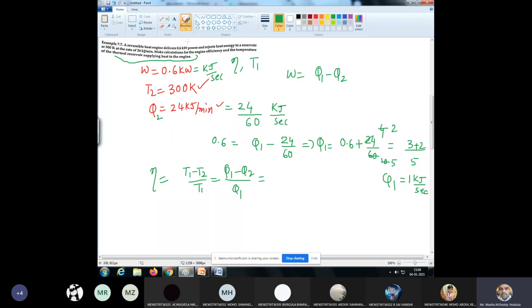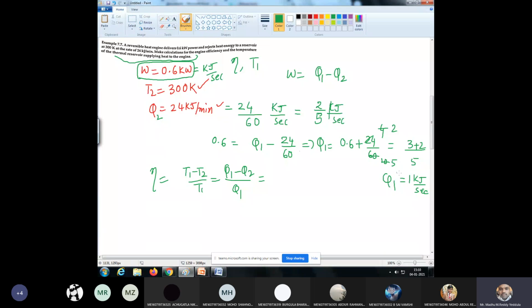Is the given data clear? Delivers power. Power is nothing but work done per second. Q2 is equal to 24 by 60. Here if you see the units, kilojoules per minute, 1 minute is equal to 60 seconds. Therefore, I divided with 60. Therefore, this will become 2 by 5 kilojoules per second.